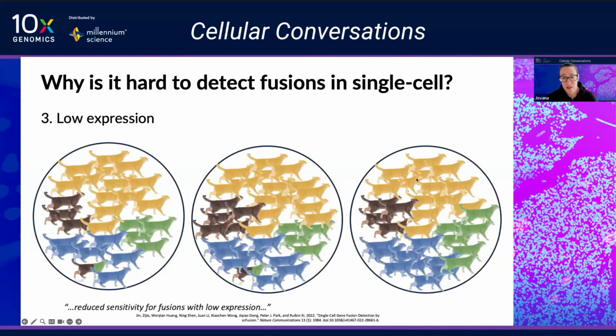One of the reasons this is hard is because fusions aren't necessarily super highly expressed. So if we've got these 3 cells here, we've got our normal genes expressed at various levels, and maybe we've got a few copies of these fusion transcripts. This is the needle in the haystack that we're trying to look for. The tools that have been developed in single cell show very much reduced sensitivity for fusions with lower expression. So the more lowly expressed, the harder it is to detect.